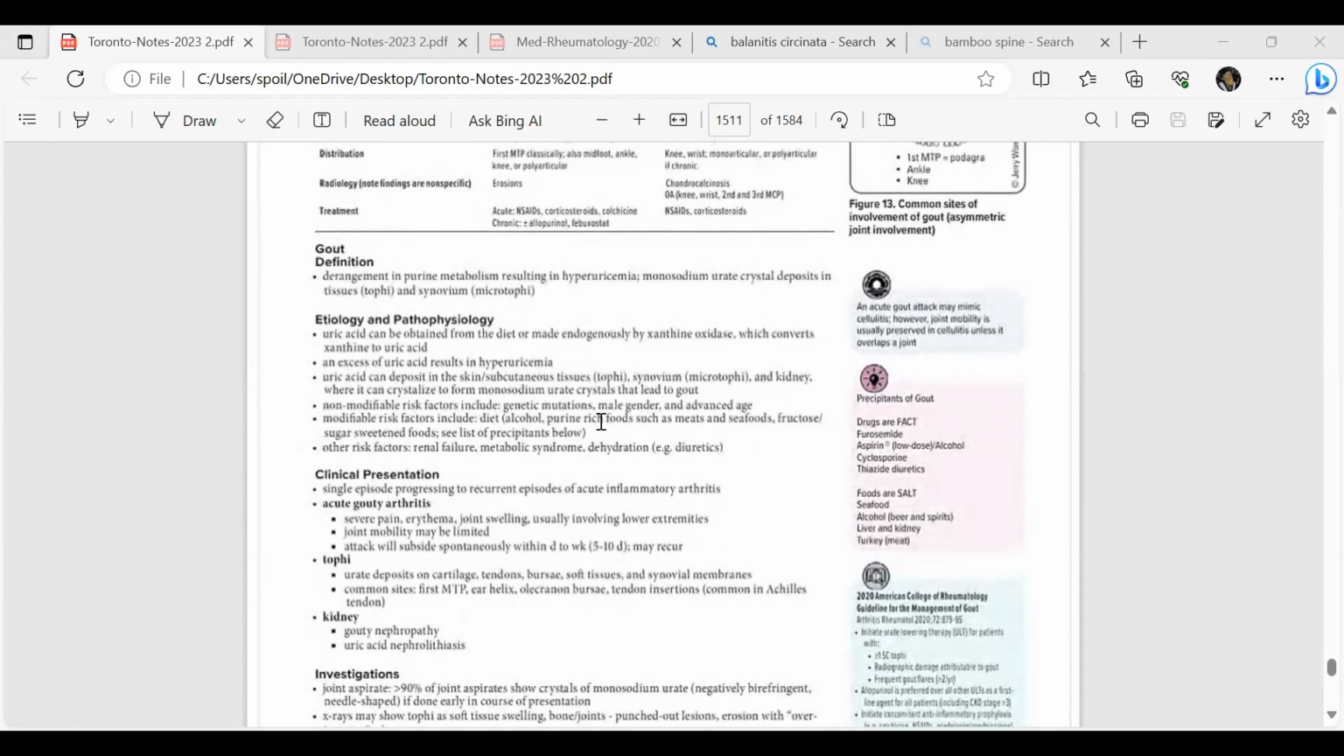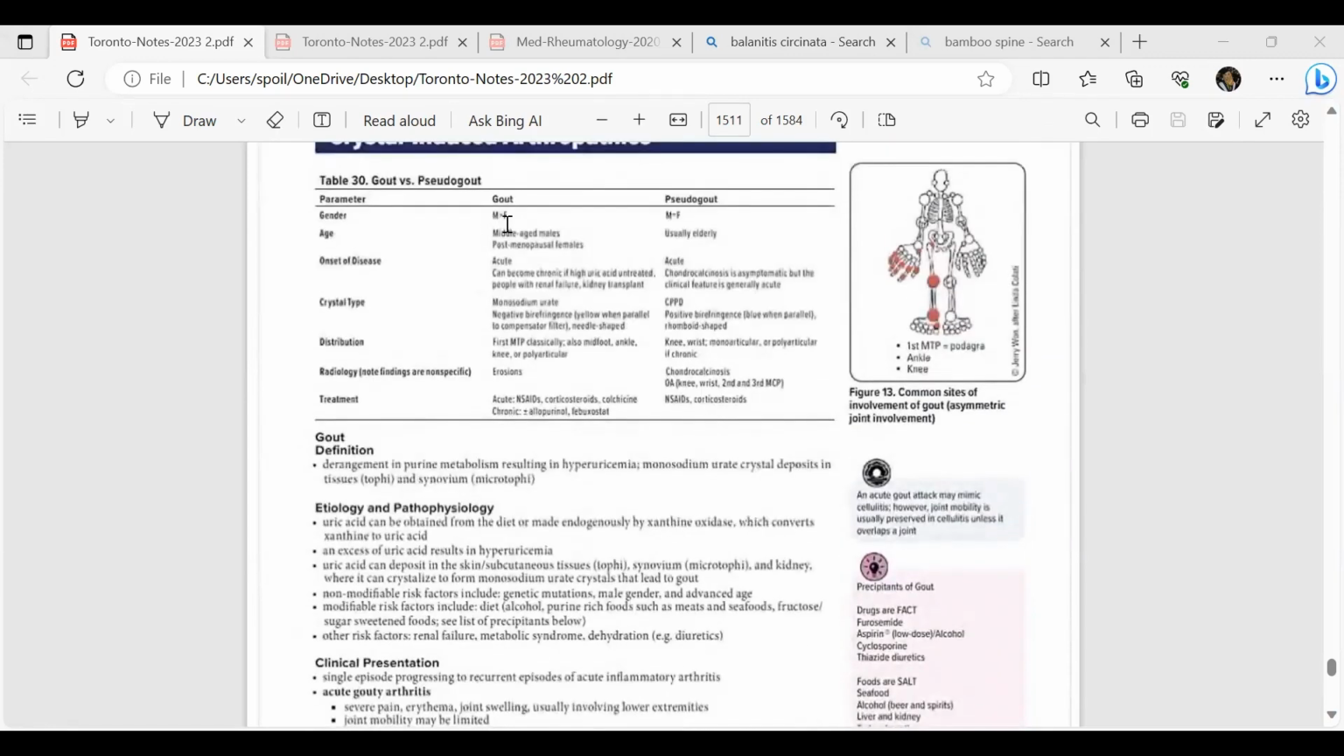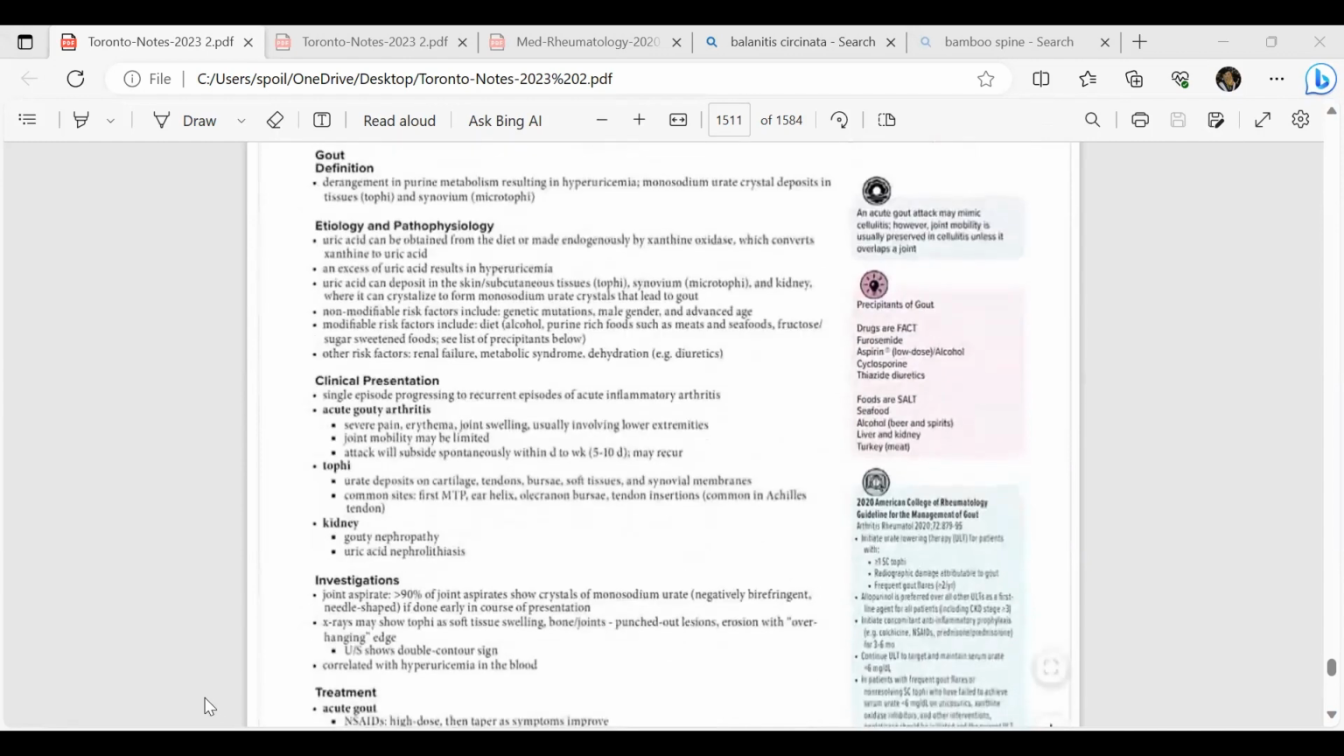Non-modifiable risk factors include genetic mutations, male gender, and advanced age, such as postmenopausal women and middle-aged men. The modifiable risk factors include diet: alcohol, purine-rich foods like meats and seafood, and fructose, sugar in food. Other risk factors are renal failure, metabolic syndrome, and dehydration. For example, if the patient is taking diuretics, they are more prone to gout. There is dehydration, metabolic syndrome, failure to metabolize this, or renal failure, which is not excreting uric acid.